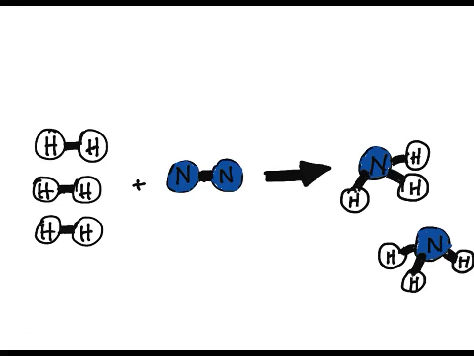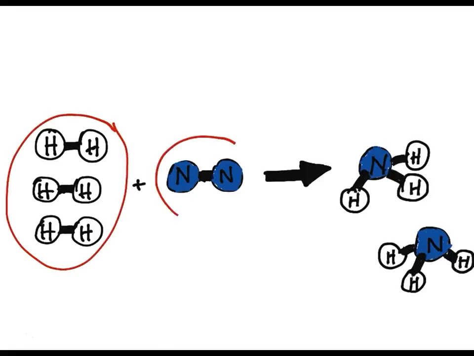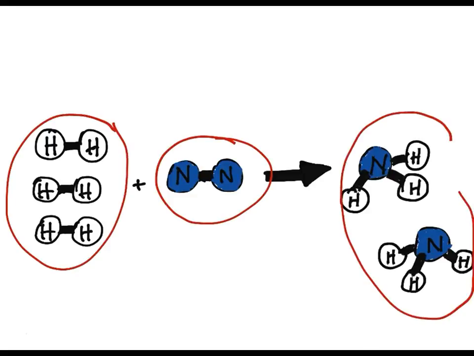Here's our reaction again. We have 3 hydrogen molecules, 1 nitrogen molecule, and 2 ammonia molecules. And we can monitor any of these as a function of time in order to measure the rate of the reaction.